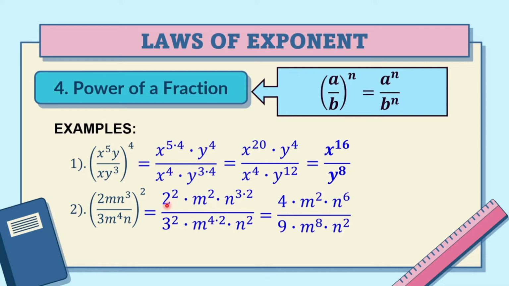So, paano ko nakuha yung 4? We have 2 squared is 2 times 2. Then, copy natin si m squared. Then, si n raised to 6 ay dahil sa 3 times 2 na ito. Divided by 3 squared, that is 3 times 3, 9. Then, m raised to 4 times 2, that is 8, times n squared. Then, simplify. Makukuha si 4n raised to 4 divided by 9m raised to 6.